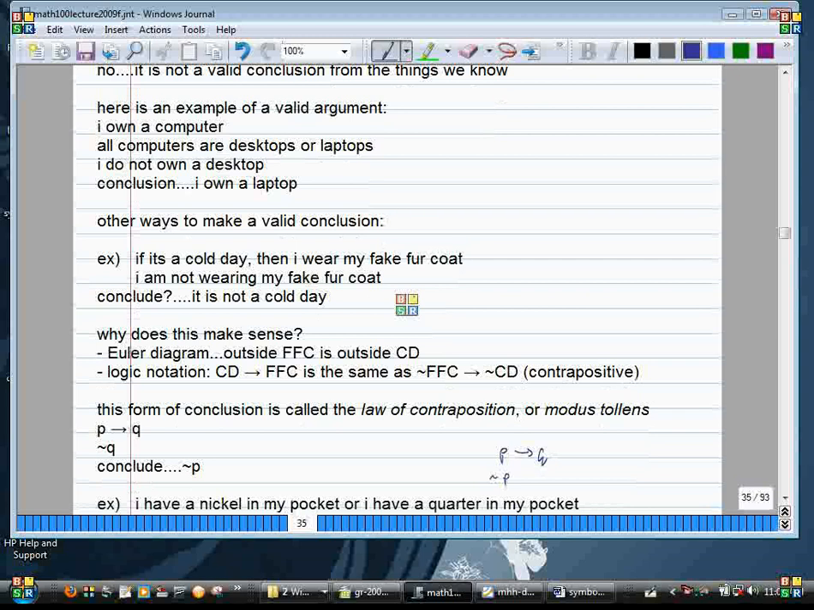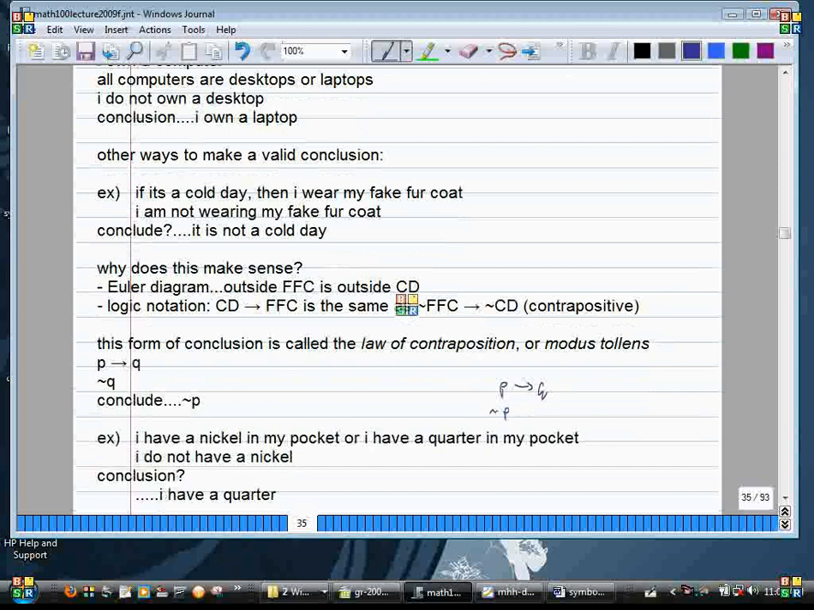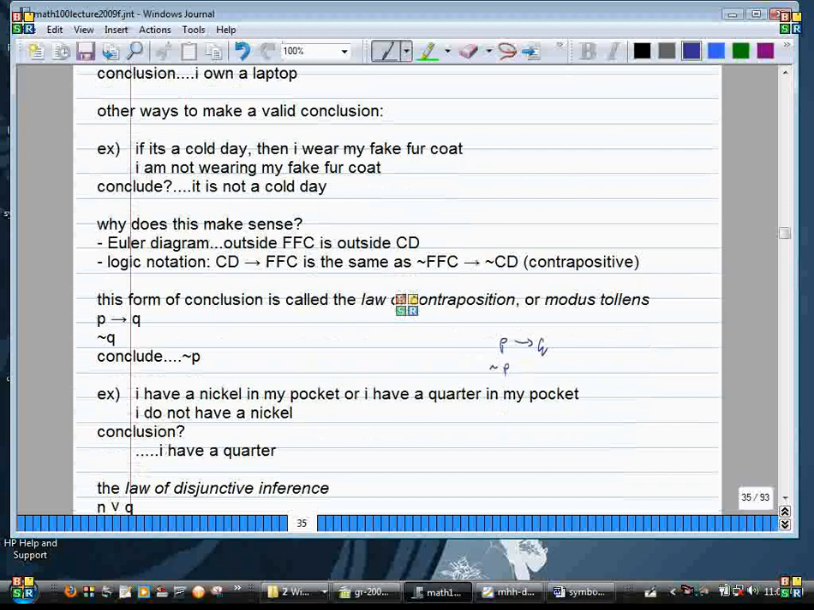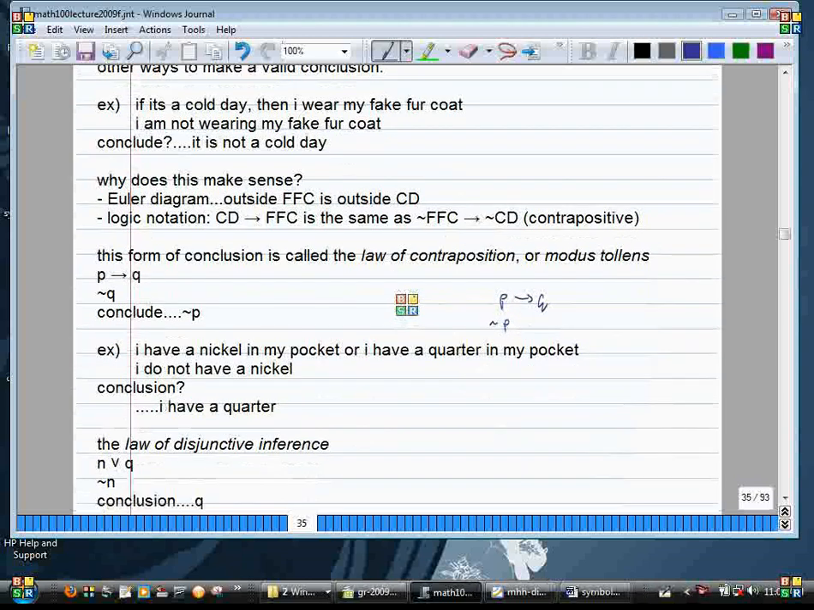I have a nickel in my pocket, or I have a quarter in my pocket. I do not have a nickel. Conclusion: you have a quarter. You have to have a quarter. So this is the easy one, right? This is called the law of disjunctive inference. To write it out schematically: N or Q, and then what else did we know? You did not have a nickel, in notation, not N, and the conclusion was Q.